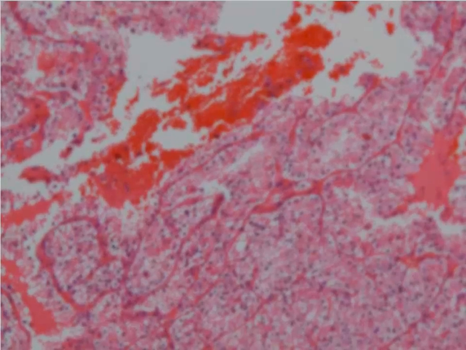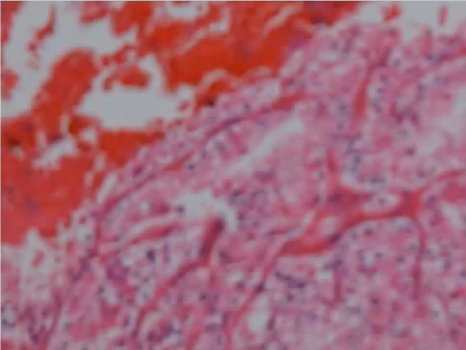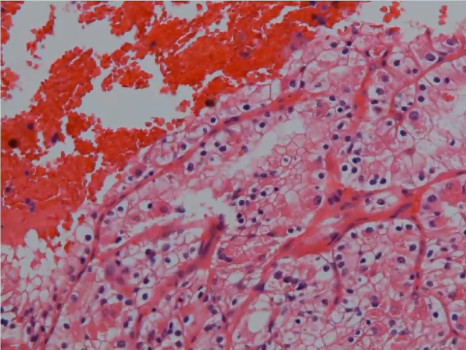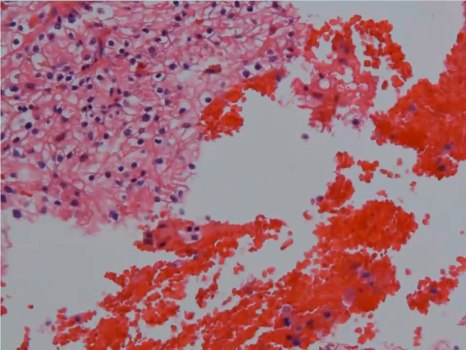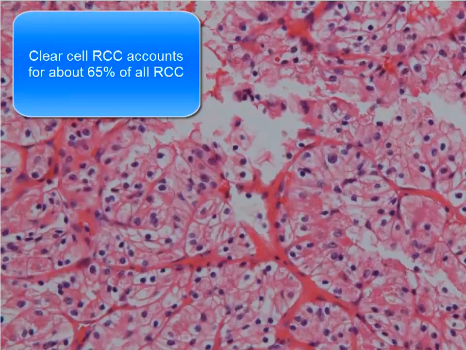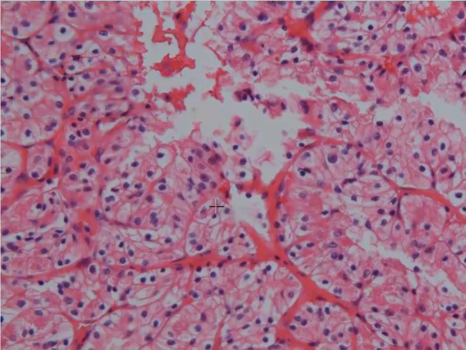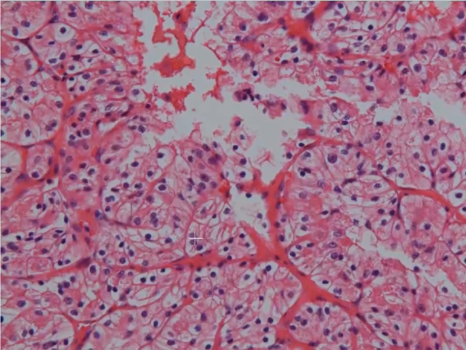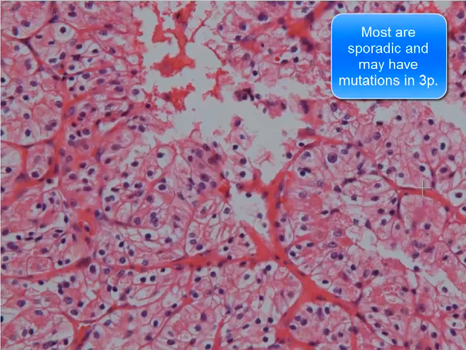you will notice that the cells actually have rather clear cytoplasm. And so you can guess that this is actually a clear cell renal cell carcinoma. Clear cell renal cell carcinoma is the most common type of renal carcinoma that we have. Usually identified histologically because it has nice clear cytoplasm and these little round dark blue nuclei. This tumor is associated with von Hippel-Lindau syndrome and mutations of chromosome 3p, as you guys have read.